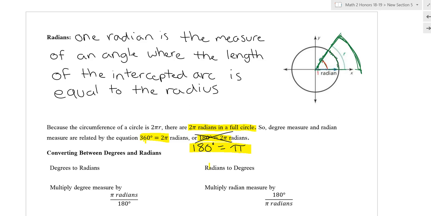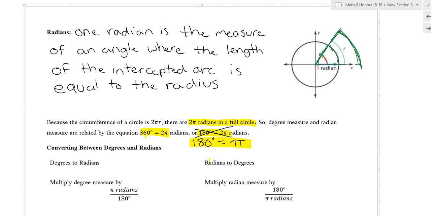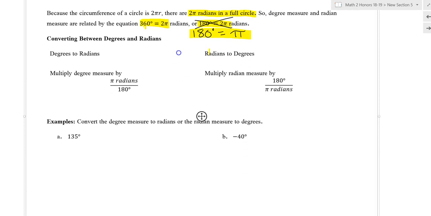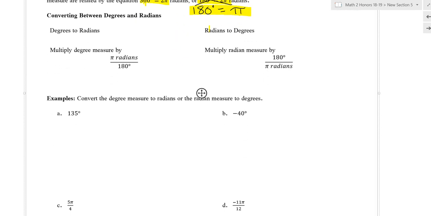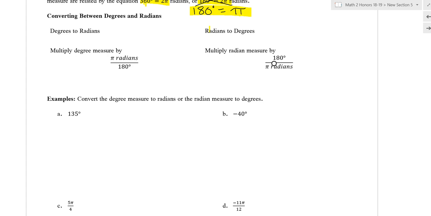We can use this relationship to switch between the two. This is the same as saying 12 inches is equal to 1 foot, right? It's a way of switching between the two units. Okay? So if I'm converting from degrees to radians, I want to use this relationship. And usually what we do is if it's in degrees, we multiply by pi over 180, and if it's in radians, we multiply by 180 over pi.